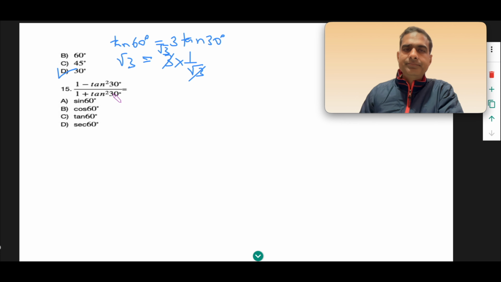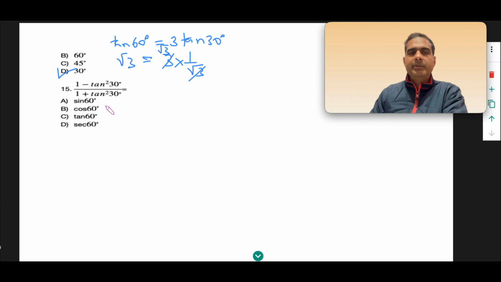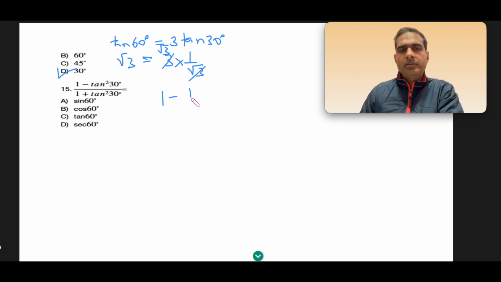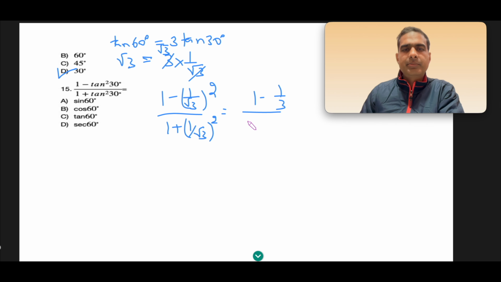Now question number 15. 1 minus tan square 30 degree divided by 1 plus tan square 30 degree is equal to which of the option? Now here also we just need to know the value of tan 30, and we know tan 30 is 1 by root 3. So 1 minus 1 by root 3 square over 1 plus 1 by root 3 square. So from here I can say it is 1 minus 1 by 3, and this is 1 plus 1 by 3. So if I simplify, I will be getting 3 minus 1 by 3 divided by 3 plus 1 by 3.